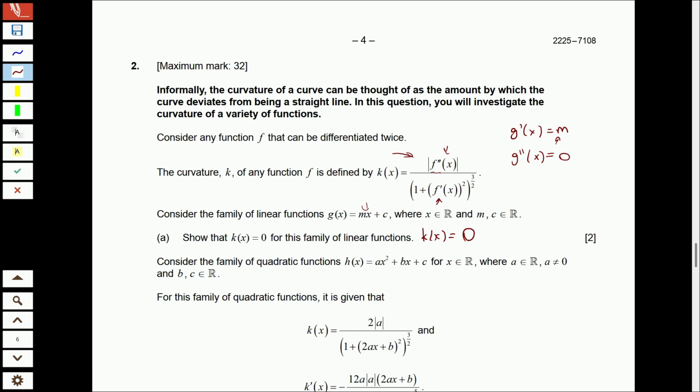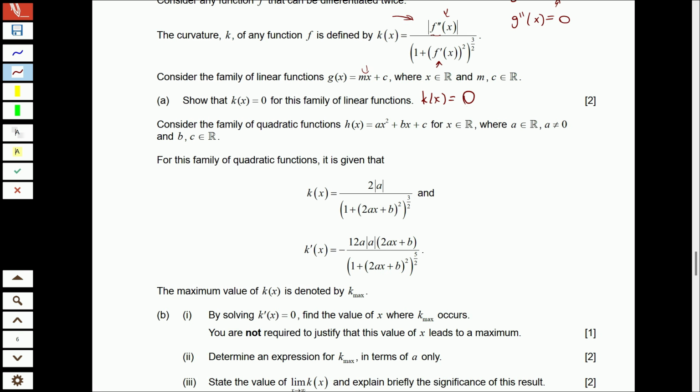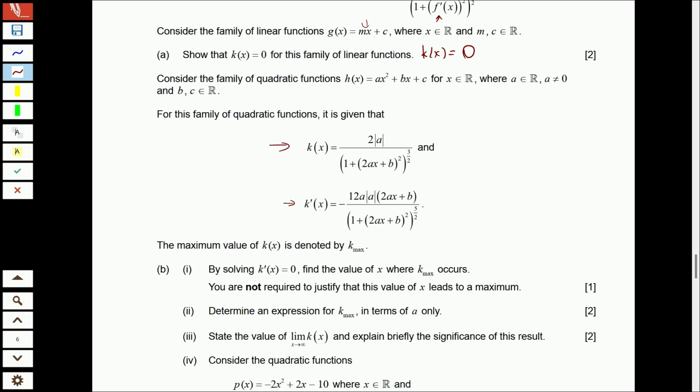Consider the family of quadratic functions h of x. For this family of quadratic functions, the curvature and the derivative of this curvature are given. The maximum value of k of x is denoted by k max. By solving k prime equals 0, find the value of x where k max occurs. You are not required to justify that this value of x leads to a maximum.